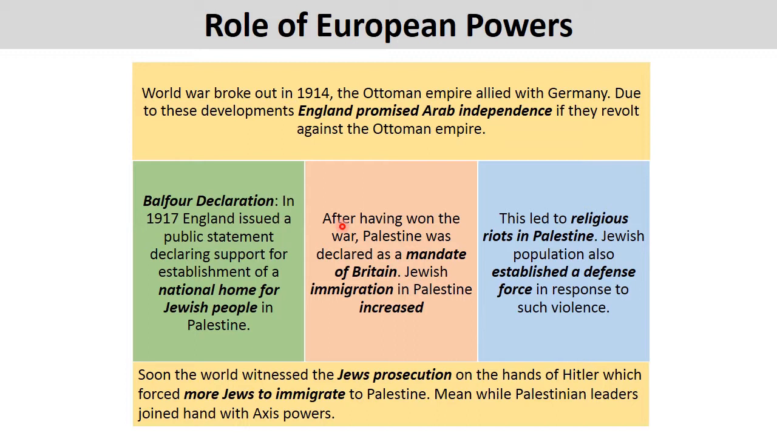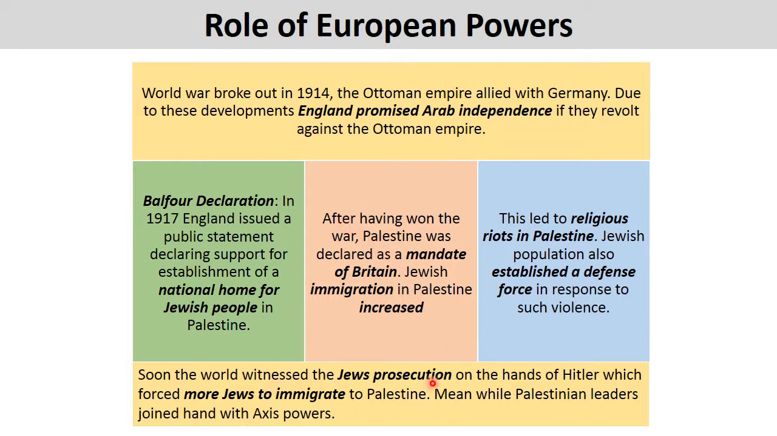Now England won the World War and Palestine was declared a mandate of Britain. Couple this Palestine as a mandate of Britain with the Balfour Declaration, and the Jews started migrating in huge numbers to Palestine. This led to a series of riots in Palestine, for example, the Jaffa riots. Many people were killed from both sides, and this also eventually led to the creation of a defense force for Jews to defend against Arab aggression in Palestine.